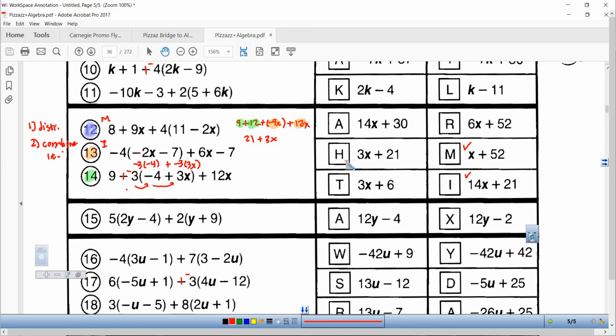All right, then I look over here, and I don't see exactly 21 plus 3x, but I see 3x plus 21. And addition is commutative, meaning we can switch the order around, and it doesn't change the answer. So there we go. The answer to that one is H. All right, so combining like terms and distributing, we're doing both of those steps now, but we're going to distribute before we combine like terms.